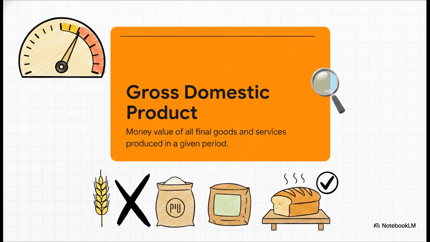We only count final goods to avoid double counting. Think about it. If we counted the value of the raw wheat, and then the flour, and then the baked bread, we'd be artificially inflating the size of our economy. We literally only count that final loaf of bread sitting there on the grocery store shelf.